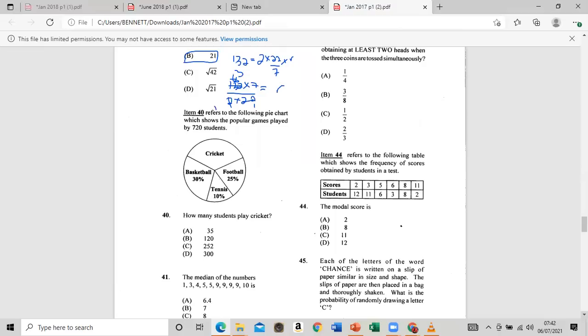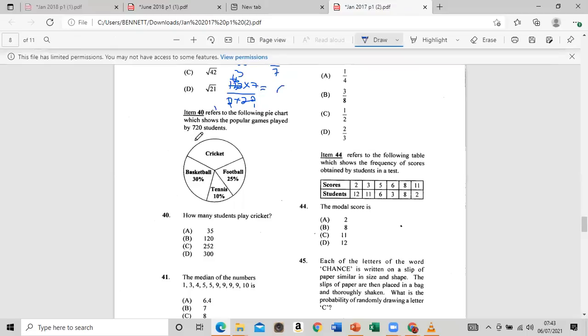It says 40 refers to the following pie chart, which shows the popular games played by 720 students. So we know that it's 720 students. So let's go now. We need to find out the percentage of it first, right? So 25 plus 10, that's 35, plus 30, plus 55, 65. So it's 35% play cricket, but that's not the answer yet. We need to find 35% of 720.